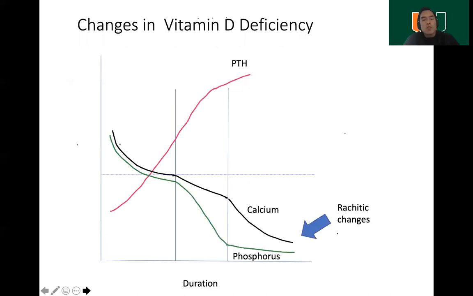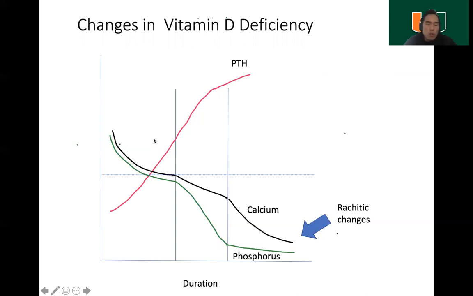Okay, so this is just a diagram that I drew to show you the changes that we talked about. The black line is calcium. When you have a vitamin D deficiency, the calcium starts to drop. This is the duration of vitamin D deficiency. The pink line is PTH. So what happened to PTH? PTH starts to rise to maintain the calcium level. The rise in PTH causes a drop in phosphorus through phosphaturia. So this is the first phase.